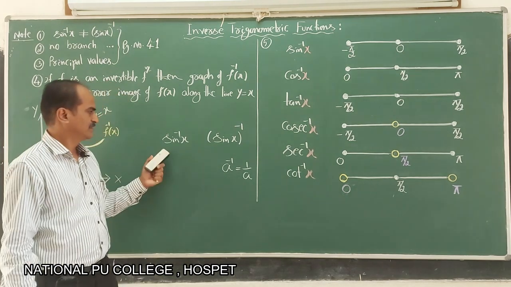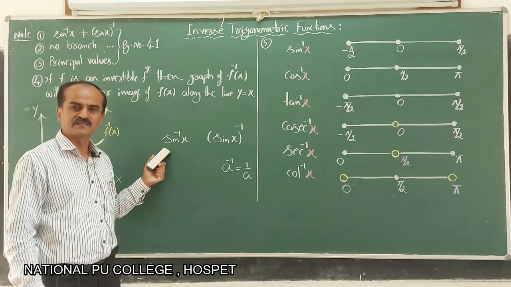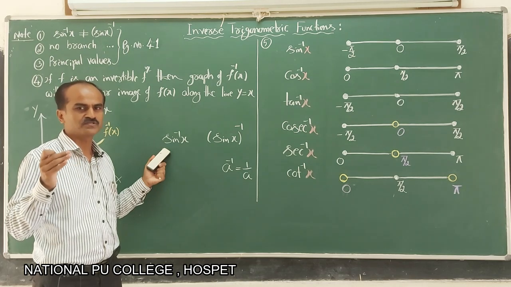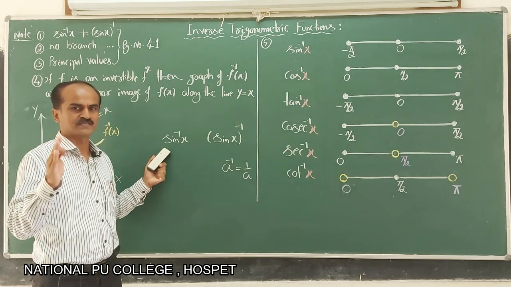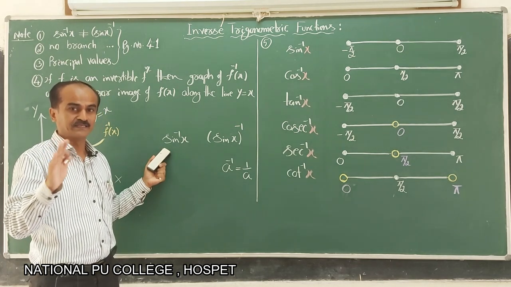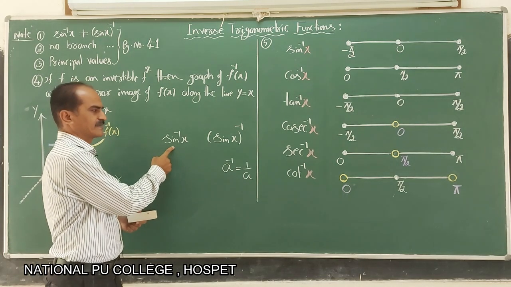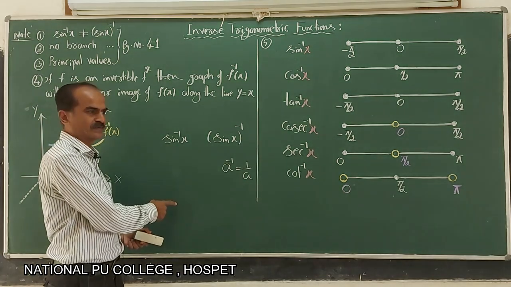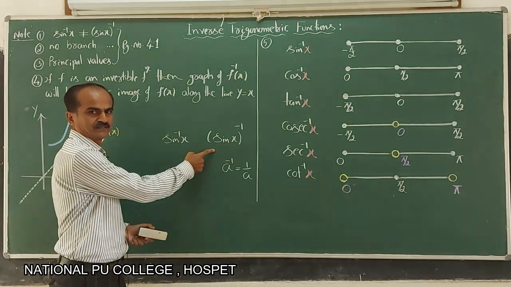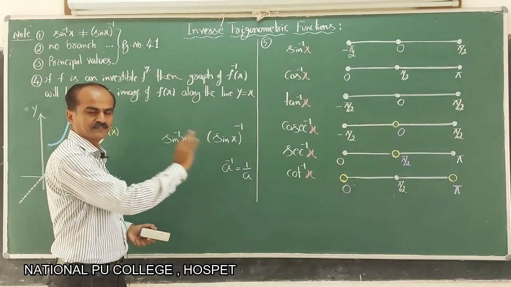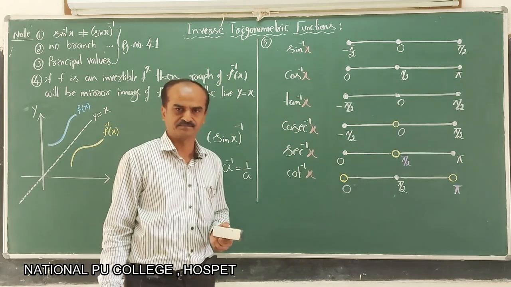But sin inverse of x is a notation used to indicate inverse of sine function. Therefore, at any instant, don't write sin inverse x or any other inverse trigonometric function in this manner. So, this is not a right thing. That is the first information given.